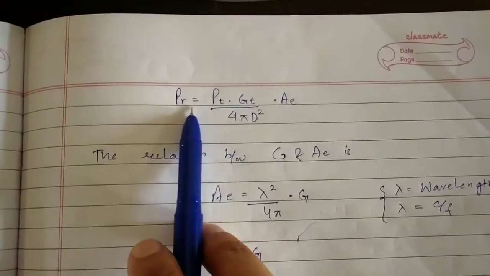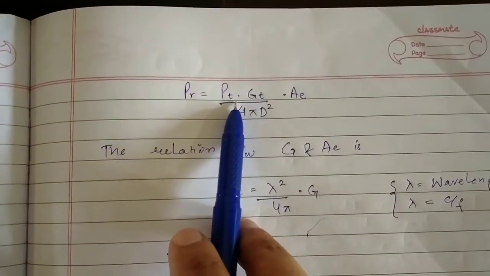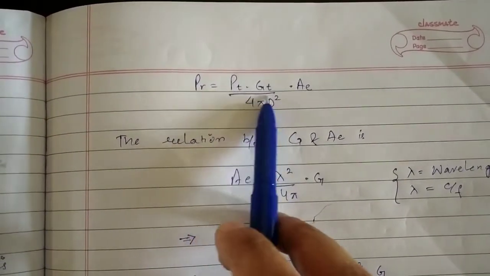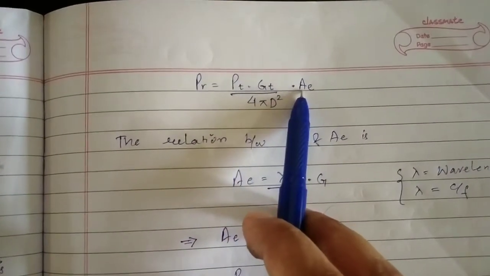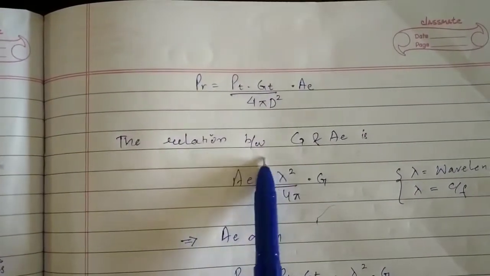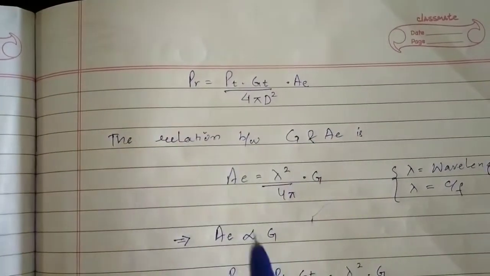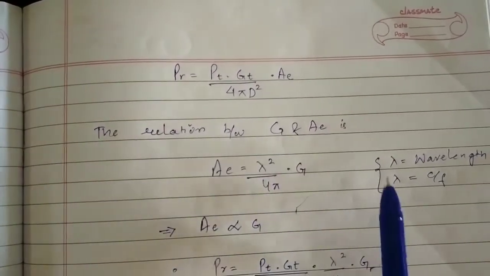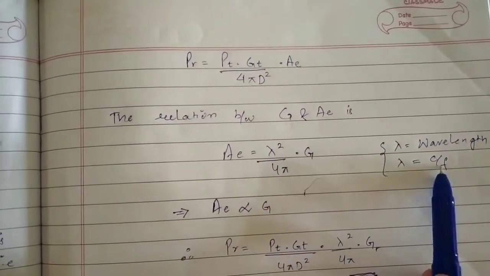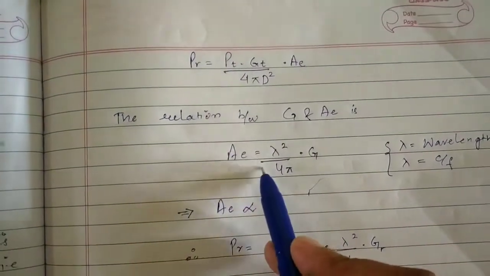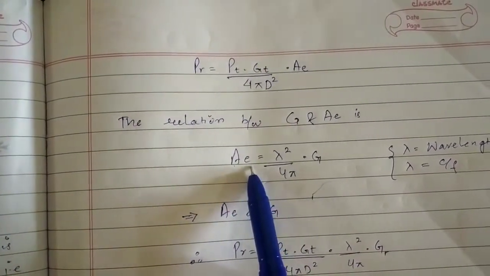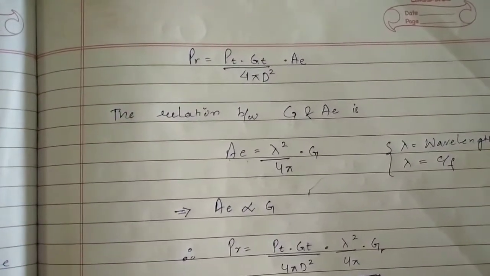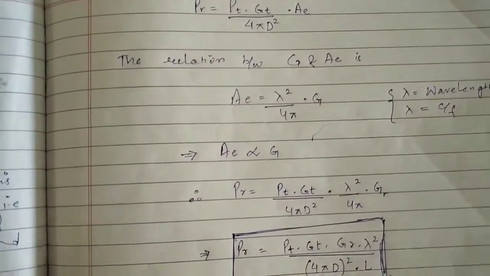Now we can write PR as, since PD is given by PT GT by 4 pi d square, PT GT by 4 pi d square into the effective aperture. As we know, the relation between gain and effective aperture is given by lambda square by 4 pi into G, the gain. As we all know, lambda is the wavelength given by c by f. So by this equation we get that the effective aperture is directly proportional to the gain. That means as we increase the effective aperture, the gain of an antenna increases.